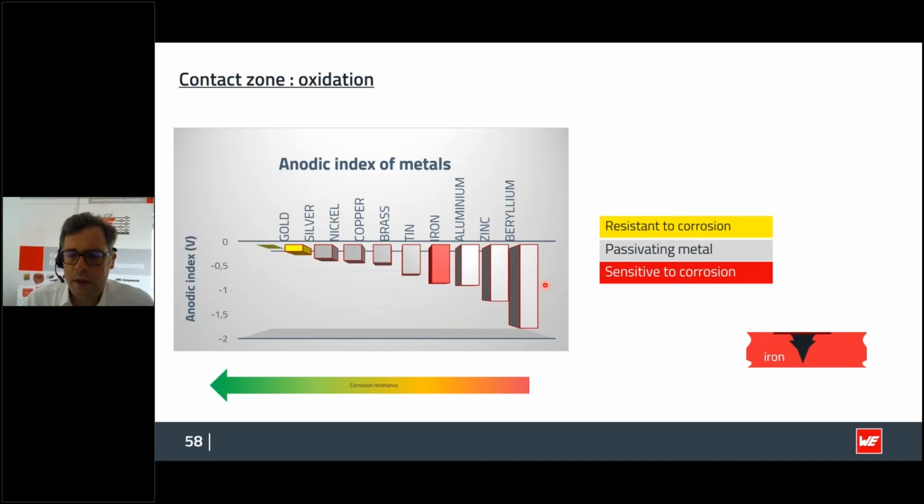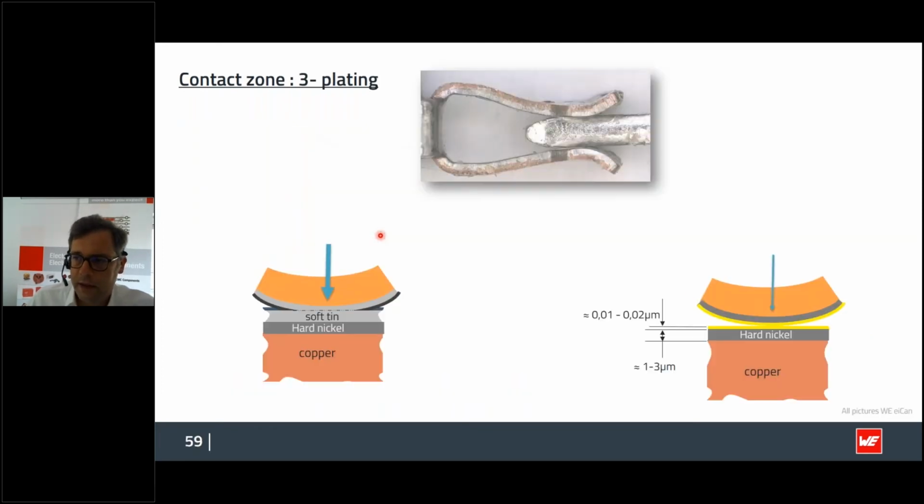Oxidation is also an important aspect. What is shown over here is that you've got very low values, for example, for gold and silver, which have quite a good value. On the other side, you have iron as a bad example, where oxidation or corrosion might happen very easily over time. And that's also one aspect that you need to avoid. So there are materials that are better, and some of them are worse.